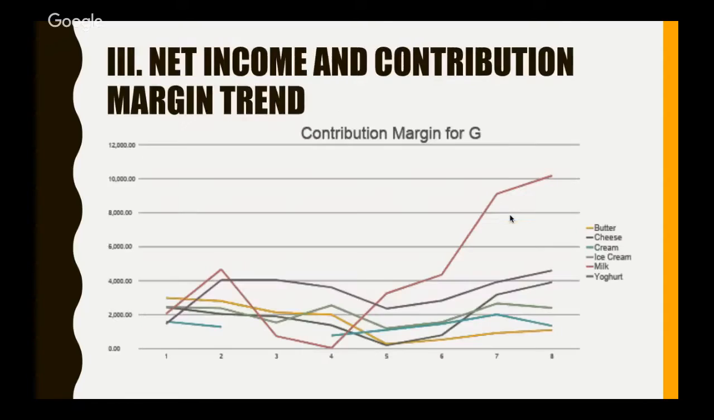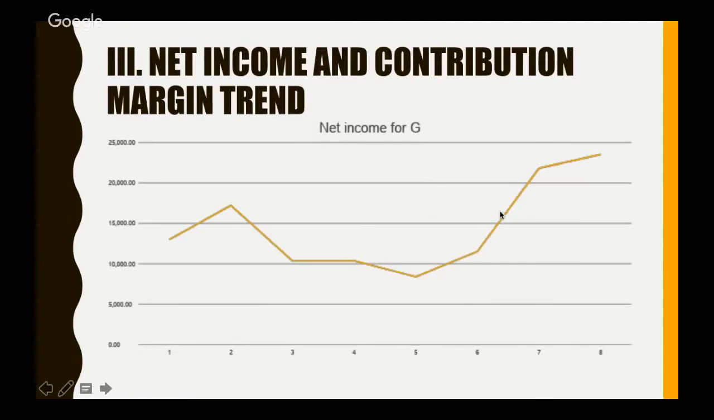The third part is analyzing net income and contribution margin trade. This shows the contribution margin trade of each product of company G. From the chart, we can see milk has the highest contribution margin of all these products. And here is the net income line of company G. Due to being unfamiliar with this game, we made a fault the first time we played this simulation game. We have a very low net income from round 3 to round 6.